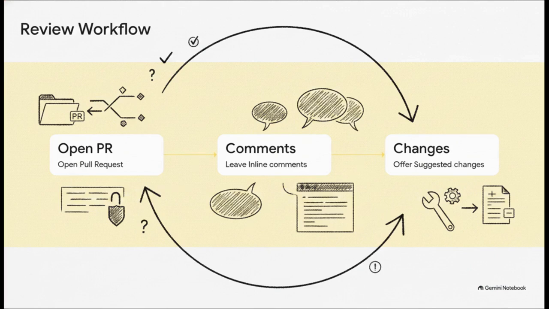It's an iterative loop, really. Step 1, as we just discussed, is opening the pull request. Once that happens, the reviewers jump in for step 2, leaving inline comments. And if they see an easy fix, they move right to step 3, offering suggested changes. You see, this isn't a one-way street.